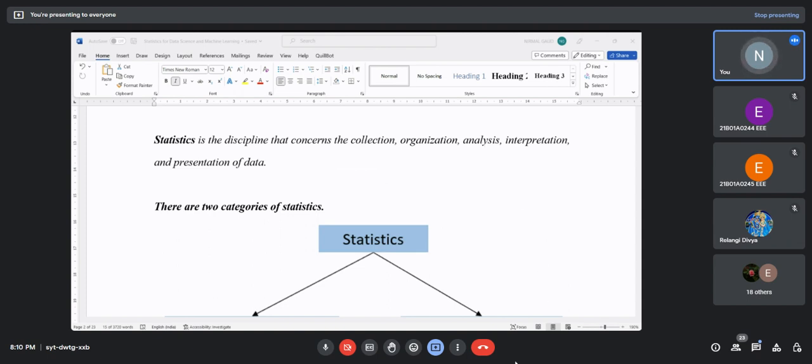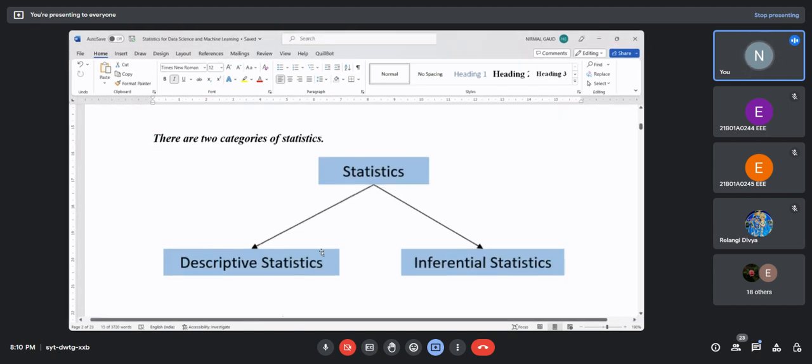Okay, and statistics is of different types. It has two categories. Remember, each and every word of mine is important here, because if you are going to be a data science person, a data analyst, a data scientist, whatever, you should have knowledge of statistics.